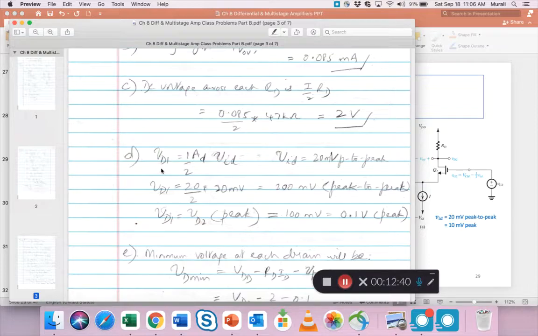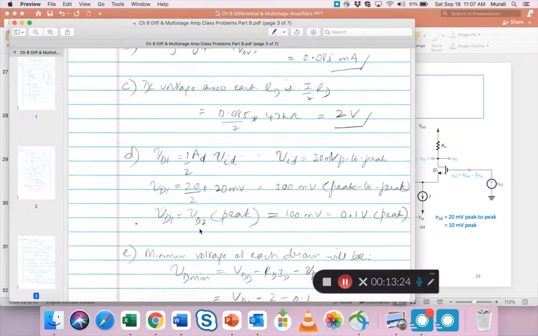Now if VID is 20 millivolts peak to peak, then the formula for VD1 is half times gain times VID. Why are we taking half? Because VD1 or VD2 is a single-ended output, not the differential output, right? That's why we take half of AD. Half of AD is the total gain. So VD1 is 20 by 2 into 20 millivolts, which is 200 millivolts peak to peak.